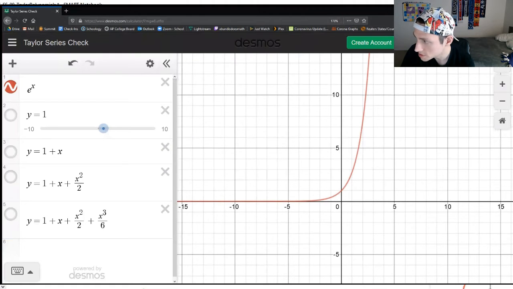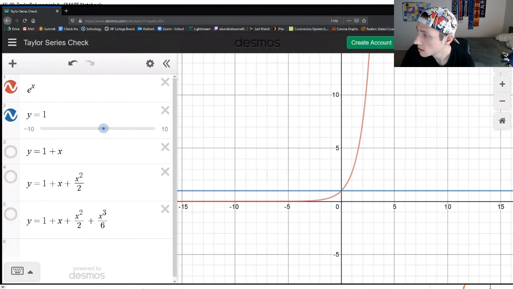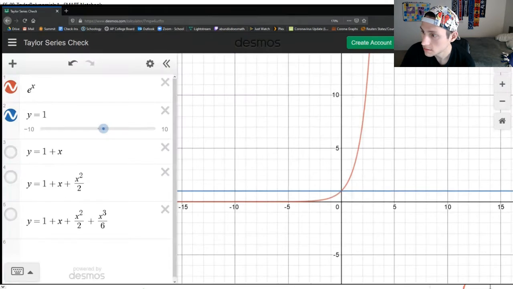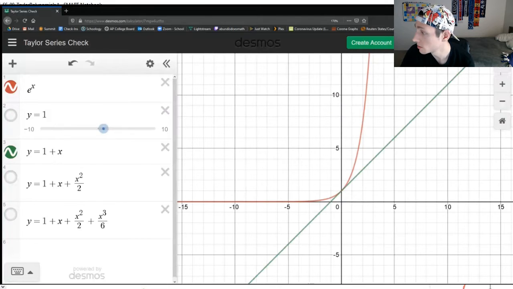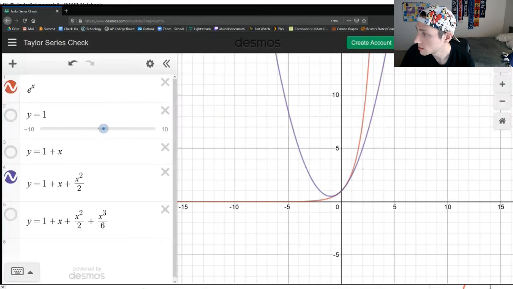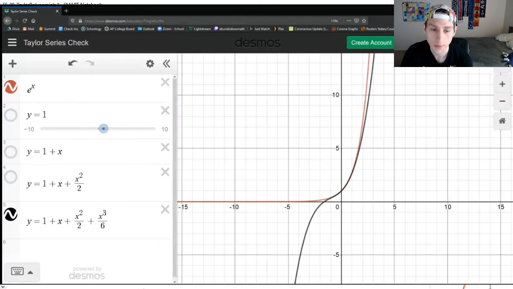So here was our progression. y equals 1. Okay, not great. A 0th degree Taylor polynomial. All right, 1st degree Taylor polynomial, a little bit better. 2nd degree Taylor polynomial, a little bit better than that. 3rd degree Taylor polynomial, a little bit better than that. All right, and we could just keep going.